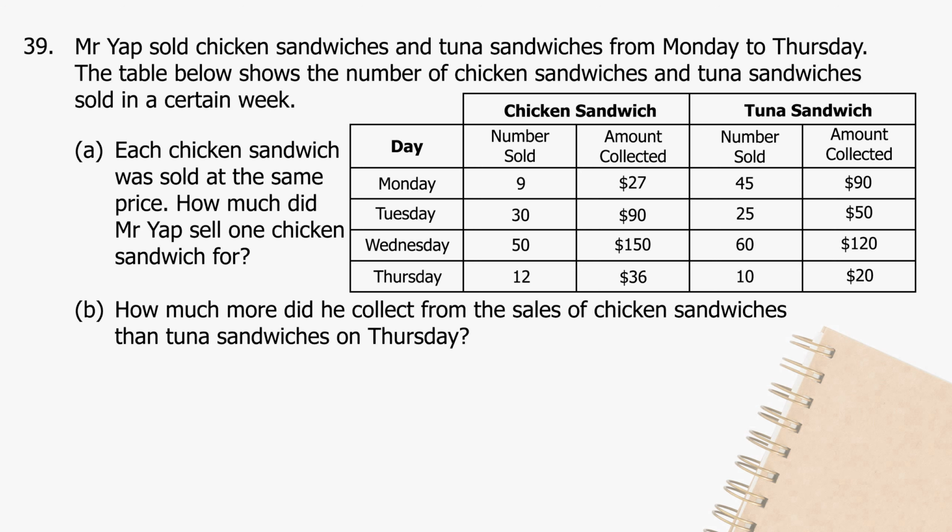Question 39. Mr. Yap sold chicken sandwiches and tuna sandwiches from Monday to Thursday. The table below shows the number of chicken sandwiches and tuna sandwiches sold in a certain week. A. Each chicken sandwich was sold at the same price. How much did Mr. Yap sell one chicken sandwich for? B. How much more did he collect from the sales of chicken sandwiches than tuna sandwiches on Thursday?